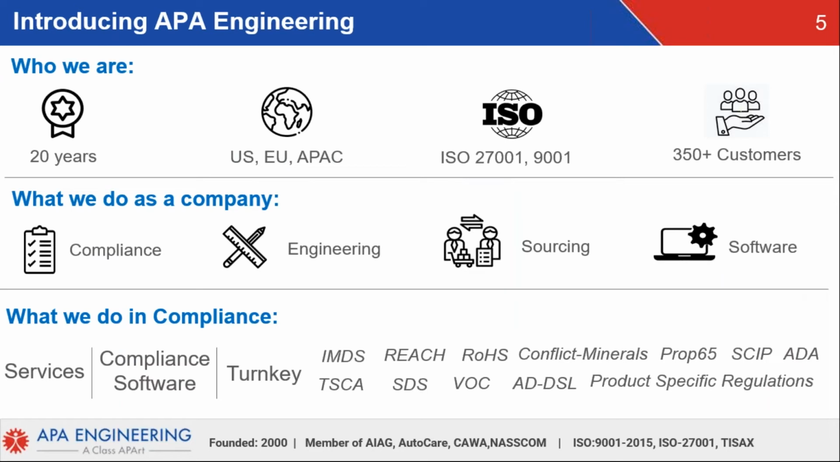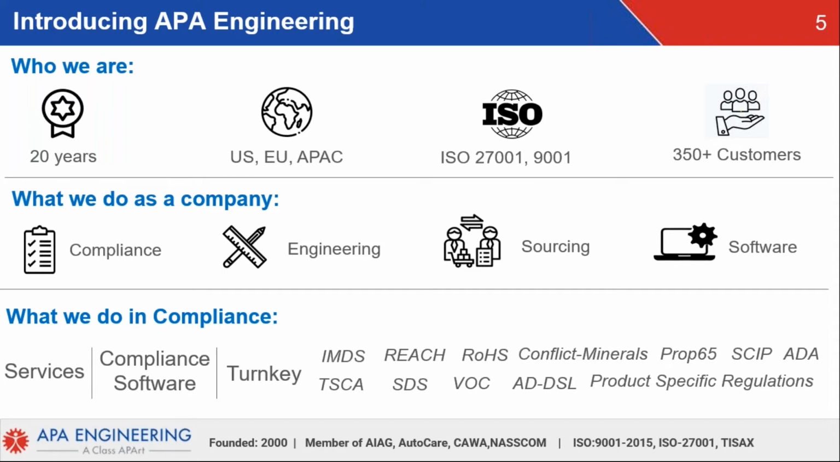And APA Engineering, who are we? We are a company that has over 20 years experience in a variety of areas, including compliance, engineering, sourcing of products, and software. We have over 350 customers across the world in the US, Europe, and Asia Pacific. We have ISO certifications, and in the area of compliance, we have software solutions as well as complete turnkey systems where you're able to get the data easily. APA handles the legwork, and you get the information to be compliant.